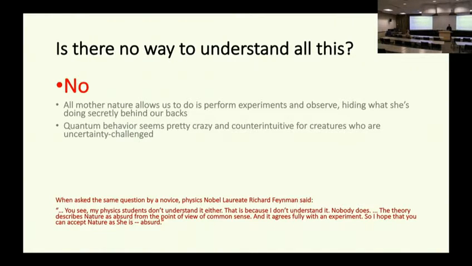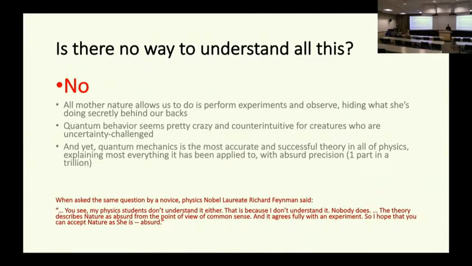Clearly non-intuitive for people, as I call them, uncertainty challenged. We don't like uncertainty, and quantum mechanics is all uncertain. And yet, as I said, quantum mechanics is the most accurate and successful theory in all of physics. Experiments have been done and also calculations, and the precision with which it can make predictions is absolutely astounding. Einstein didn't like this, but we accept the fact that God plays dice and go on. He said God does not play dice.